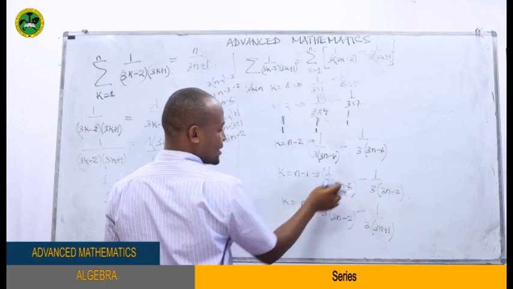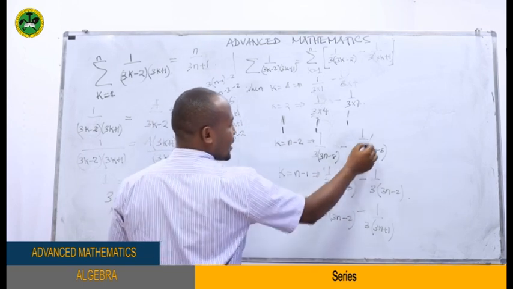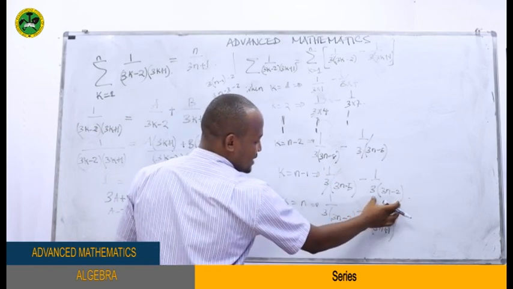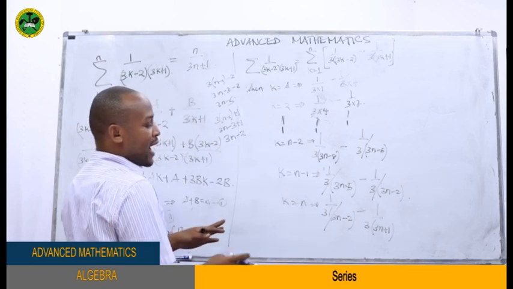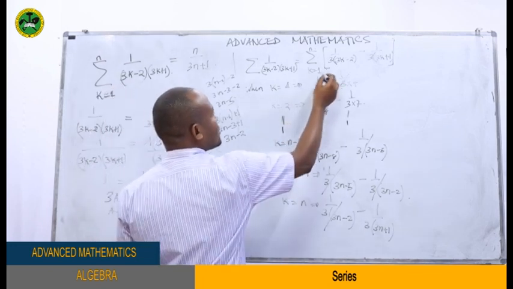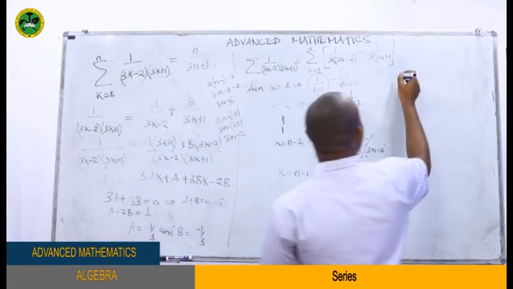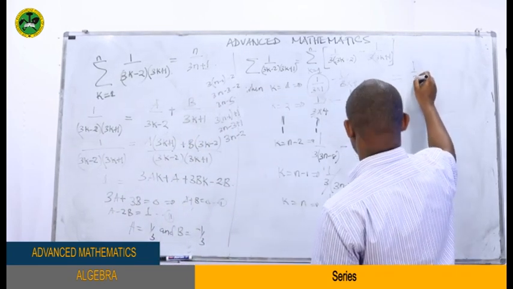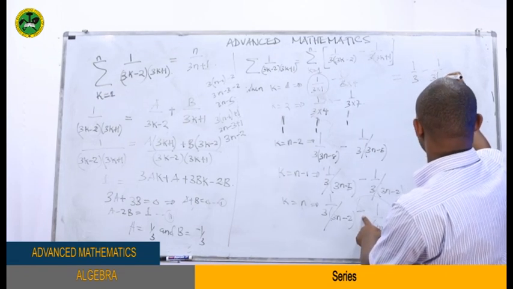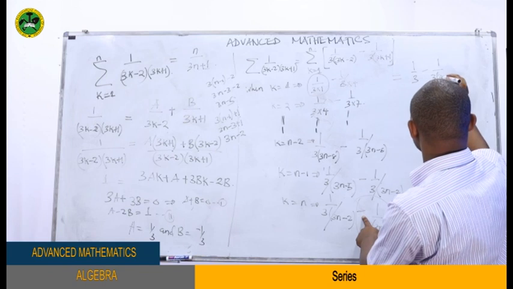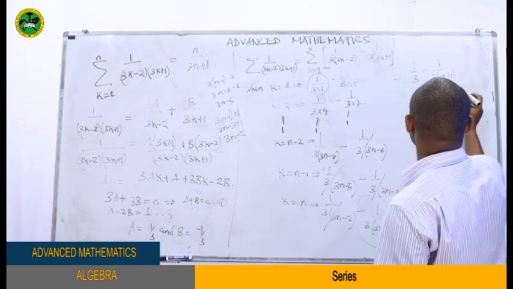And then this one resembles that, but this is negative and that is positive, that means this and that will go. And then also this is negative and that is positive, so this and that will go. That means adding all of those, we are left with this one and the negative of this one. So let's add those. We are going to have 1 over 3 minus 1 over 3 times 3n plus 1. Let's add those fractions.